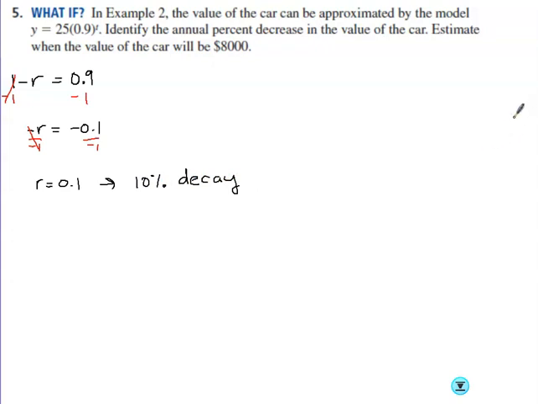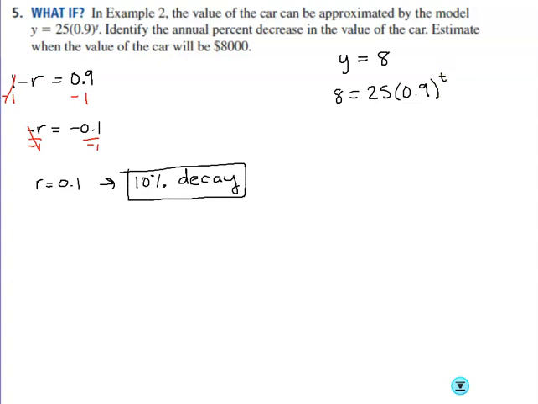To determine when the value of the car is going to be $8,000, what I'm going to do is take my 8,000 and input it for y. Now remember that y is in thousands of dollars, so here y is 8. 8 equals 25 times 0.9 to the power of t. I divide by 25. 0.32 will equal 0.9 to the power of t.